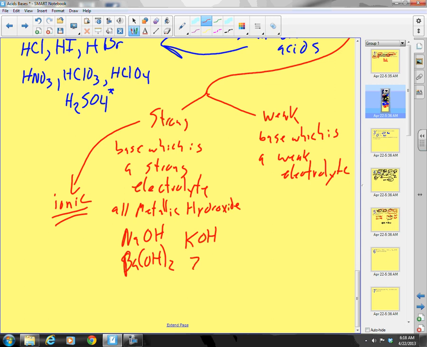Yeah, someone might say, hey, well, zinc hydroxide is not very soluble. That's true, but that amount of zinc hydroxide which does dissolve breaks completely into ions. So even though that has a low solubility, it is still a strong base, according to me. So all your metal hydroxides we are going to consider as strong. And there are several weak bases, but the only one I care that you know about is ammonia. Okay? Cool. All right, let's go answer our questions.